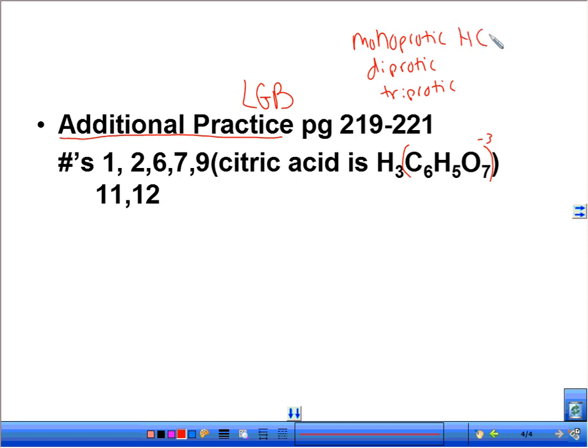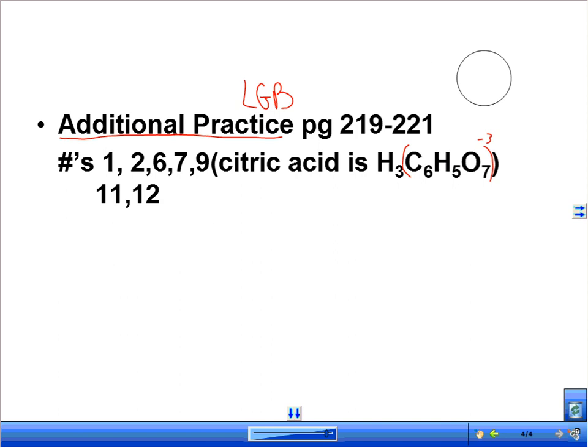A monoprotic only has 1 hydrogen that'll come off. Diprotic would be like sulfuric acid that has 2. And then triprotic, citric acid, which we find in lemons and things, will have 3. That's a triprotic acid. So those are very easy terms to understand: monoprotic, diprotic, and triprotic. That is all of the lesson. It was super, super easy.